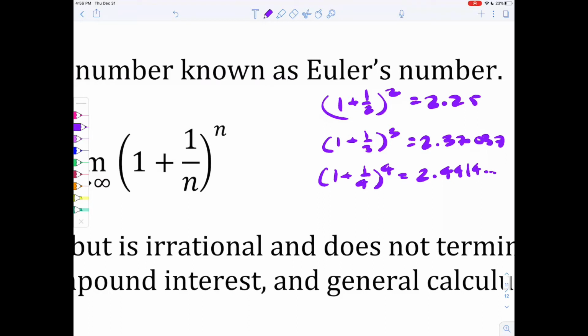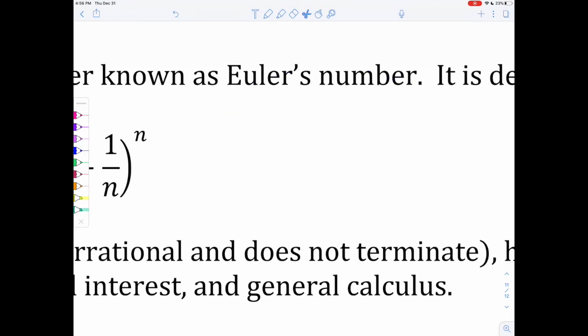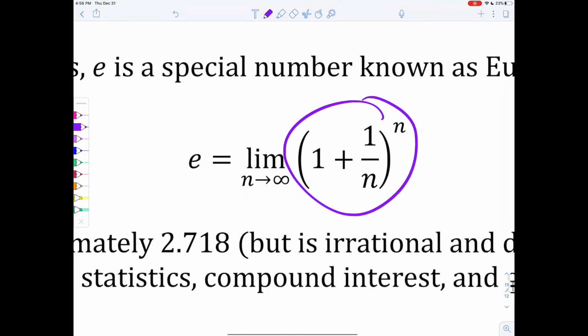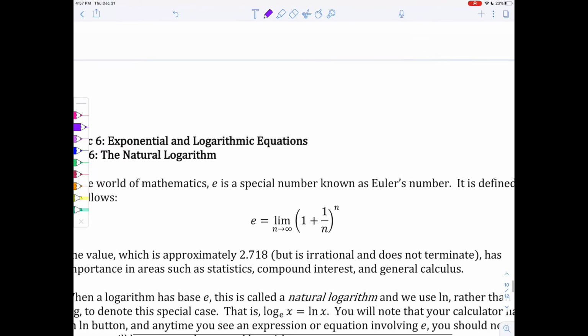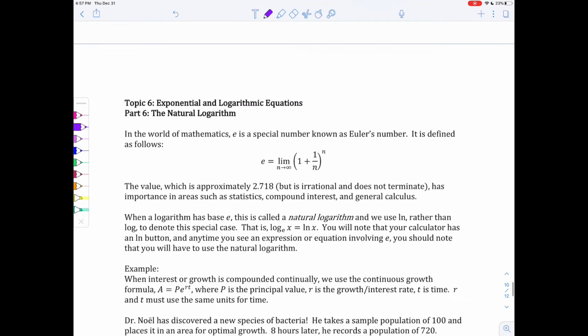It keeps increasing, but it increases at a decreasing rate. And eventually, some of these digits converge and they finalize upon a certain value. As you approach infinity, this expression becomes e, which to 3 decimal places is about 2.718. It's not exactly 2.718 because this number is actually irrational, so it doesn't terminate and it doesn't repeat. It just goes on forever. But it has a place in statistics, compound interest, general calculus, and it's used for continuous growth.